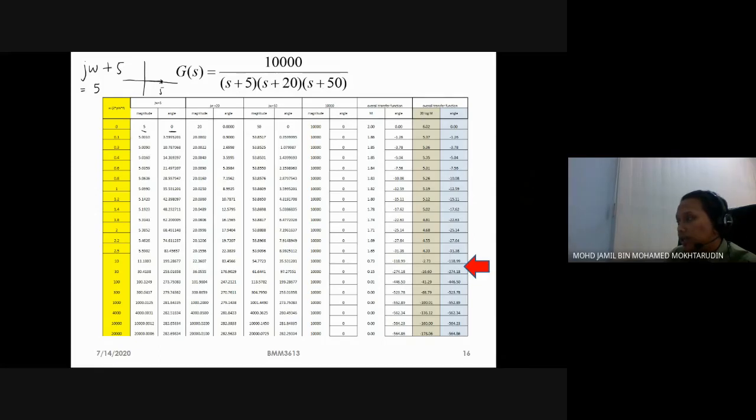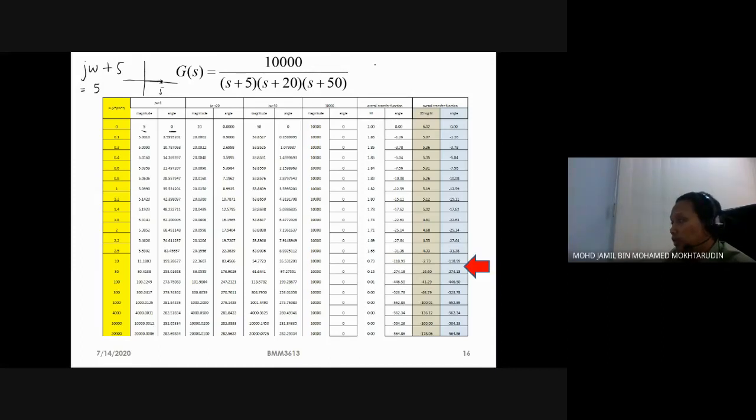So the second one is s plus 20. You substitute s equals j omega, and then try to determine the magnitude and angle. Same for s plus 50, and same for 10,000 here. After you have determined the magnitude and angle, then you need to determine the overall transfer function magnitude and angle.